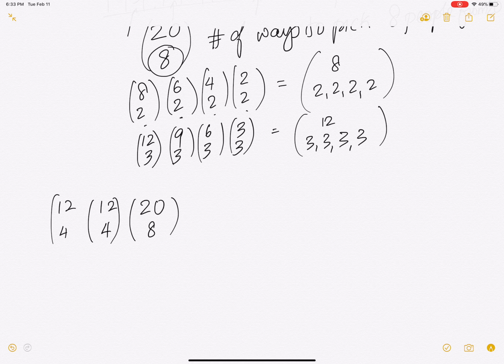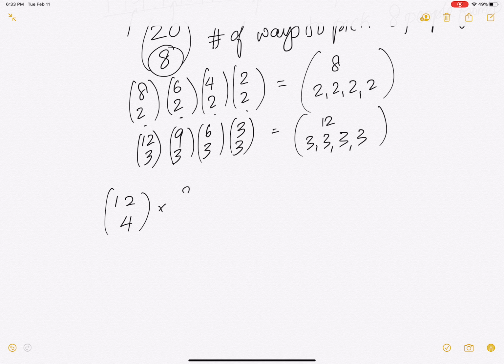So, sorry, forget that. Let me start again. Okay, so we've picked the months. 12 choose 4. That's the number of ways to pick the months with the 2 birthdays. We've done that before. Times 8 choose 4. The number of ways to pick the 3 people months.